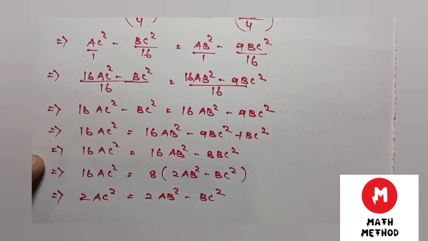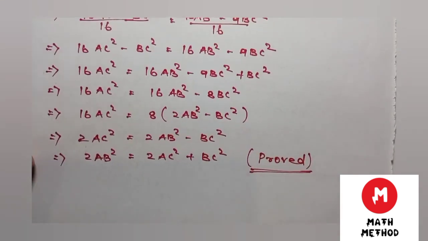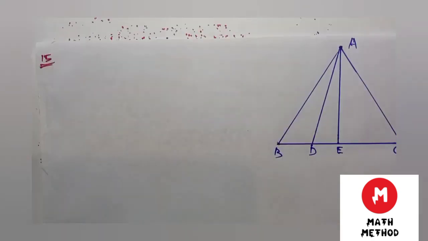So we have to prove that 2AB square. Transposing minus BC square, we will get 2AB square equals 2AC square plus BC square. The question asked us to prove this, so we have got this. Now we will write as proved. Clear? Now question number 15.